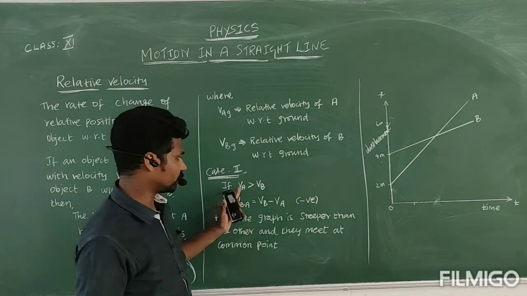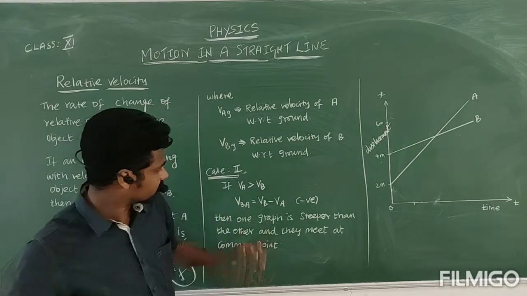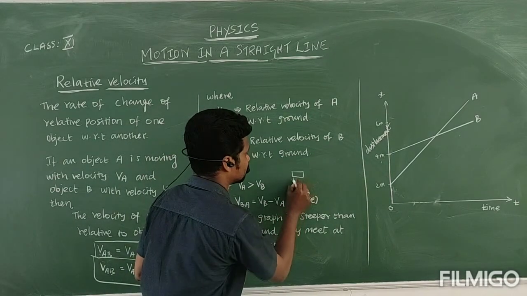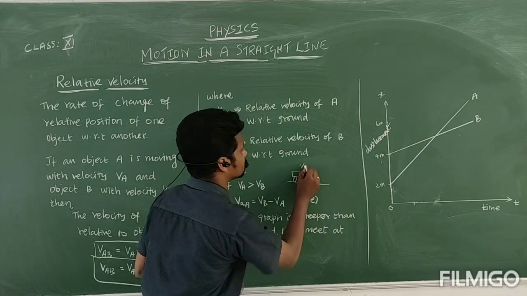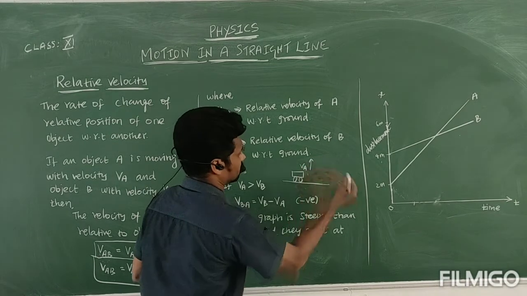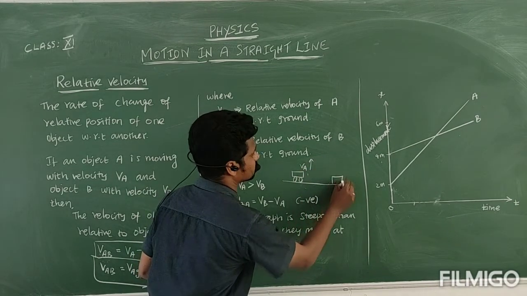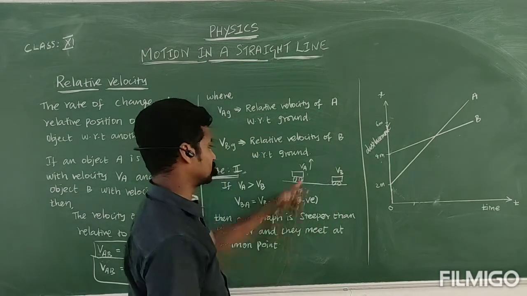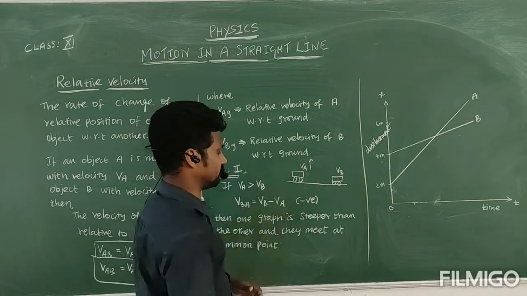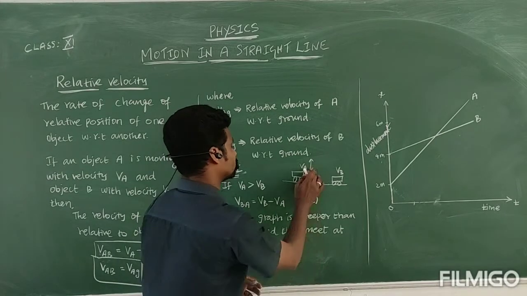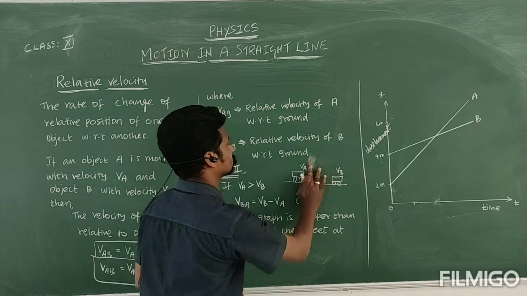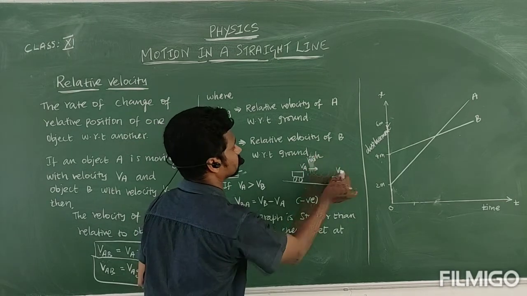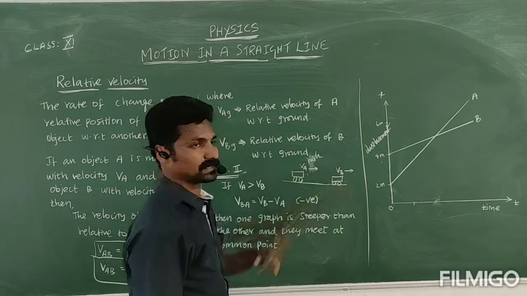Listen, if the velocity of object A is greater than object B, then the velocity of object A is a high value compared with the velocity of object B. Velocity of object A is high, it is a more value, so I use the high symbol, compared with the velocity of object B.